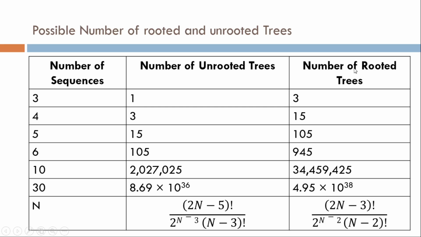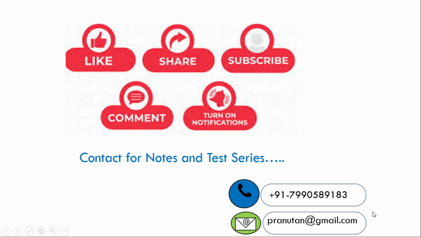So likewise, if you want to calculate the total number of rooted trees, you simply put your number of sequences in this particular formula, and you will come to know how many rooted and unrooted trees are possible. So these are basic concepts. We will discuss more concepts about the phylogenetic tree.